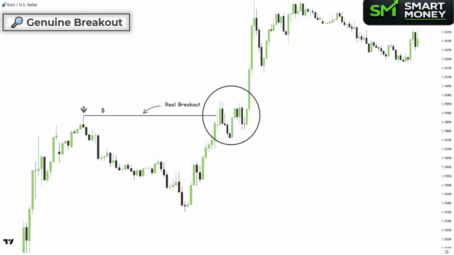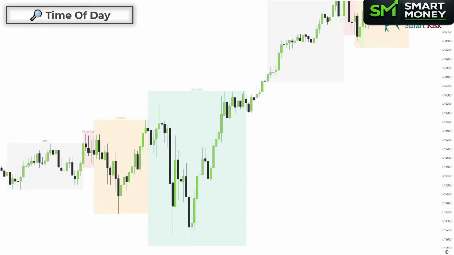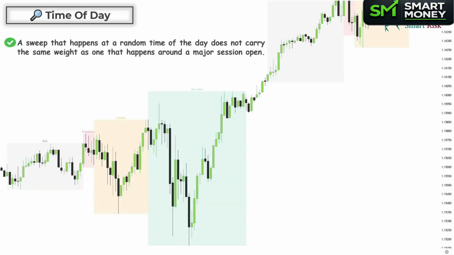Now that you understand what a real liquidity sweep looks like, there is another important factor to consider. When does the sweep happen? A sweep that happens at a random time of the day does not carry the same weight as one that happens around a major session open. Liquidity often builds during quieter periods. Then, when volume and volatility enter the market, price moves toward those liquidity pools, takes the resting orders, and begins the next expansion. That is why some of the most important sweeps happen around the London and New York sessions.